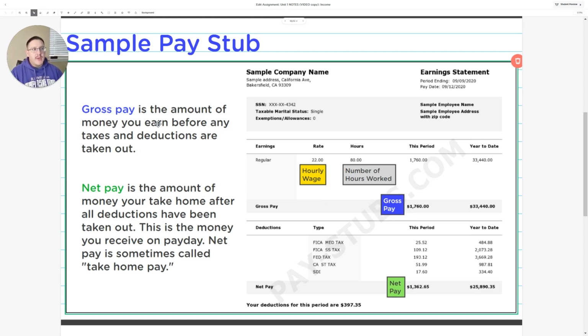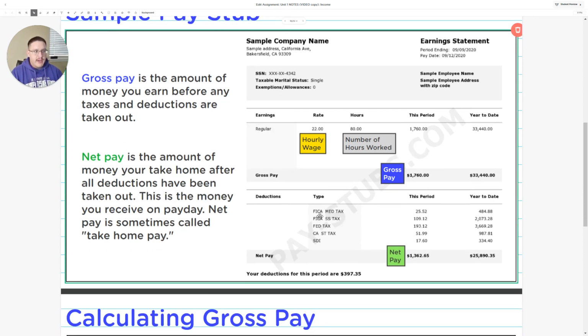Gross pay is the amount of money you earned before any taxes and deductions are taken out. Now, after all of that gets taken out, so for example, if you're looking at this pay stub, FICA, which is Medicare and Social Security put together. You have the Medicare tax and Social Security tax that you're required to pay to the government. You also have the federal tax that you have to pay that's separate from those two things. These two are social programs that you have to pay for. And then the federal income tax is what you pay to the federal government for them to run things.